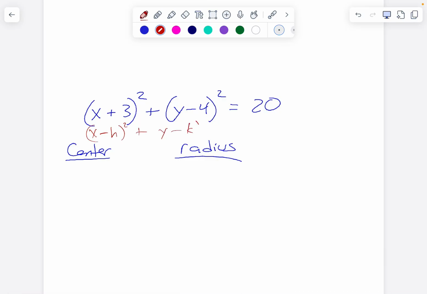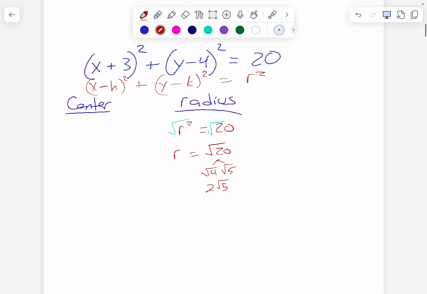Okay. I would start by writing that, at least till you're used to this. So r squared equals 20, and then square root both sides. This time it's not a perfect square, which is probably the most normal version. Okay, so our radius is either the square root of 20, or we could simplify that radical to 2 root 5, or we could approximate it.